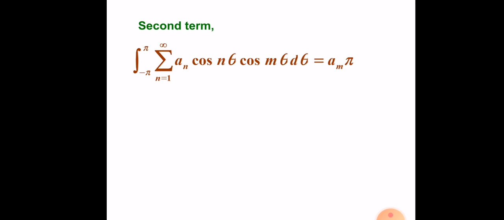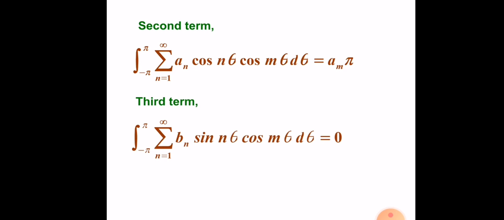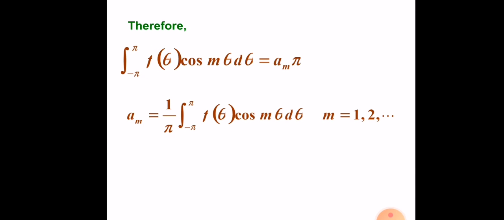Only for m is equal to n, this function is valid and its value is pi. For all the other cases, this function is 0. Integral is 0. Taking the third term, again we will be getting the integral which is of the general form, integral minus pi to pi sum over n bn sin n theta cos m theta d theta, and it is equal to 0 as we have seen earlier.